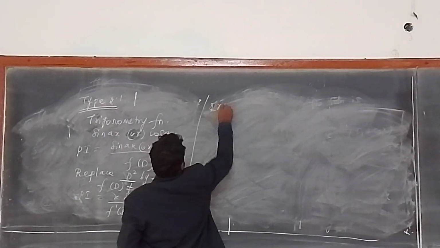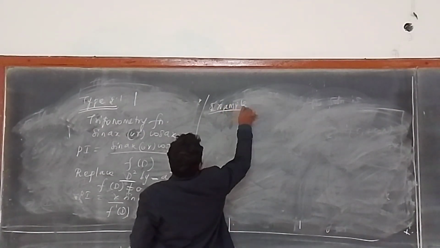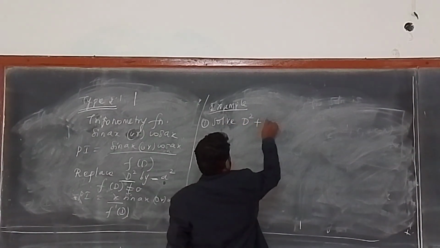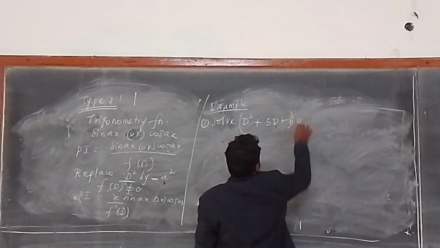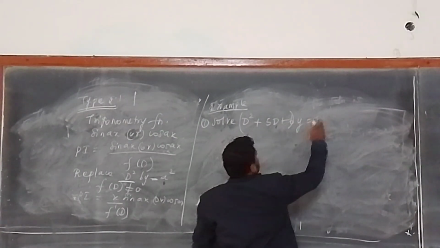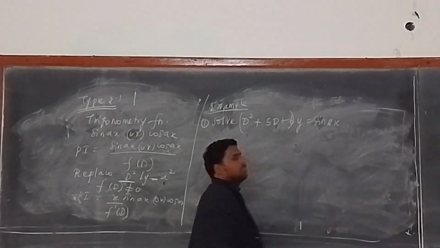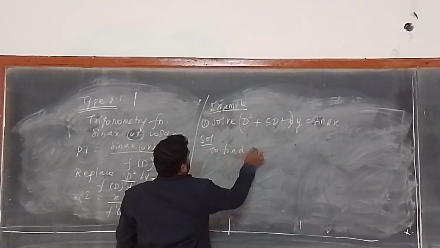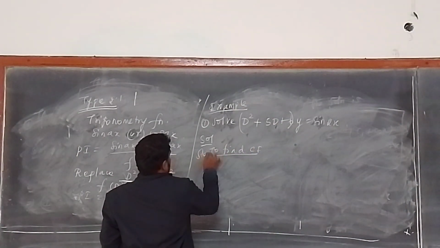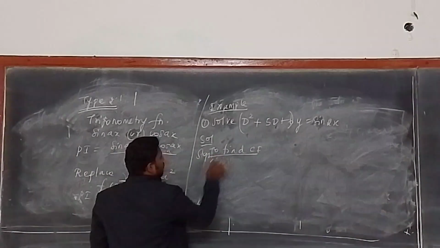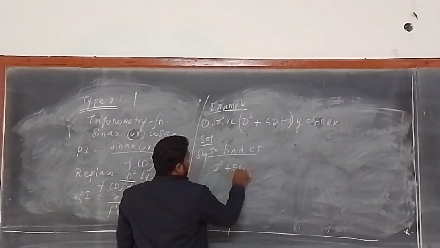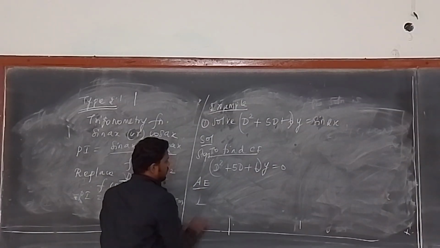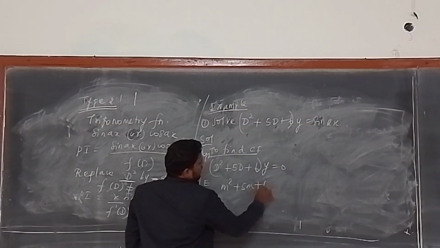So for example, first solve D square plus 5D plus 6 into y is equal to sin 2x. To find the solution, step 1 is the complementary function, next the particular integral. The complementary function is D square plus 5D plus 6 into y equal to 0. Next the auxiliary equation is m square plus 5m plus 6 equal to 0.